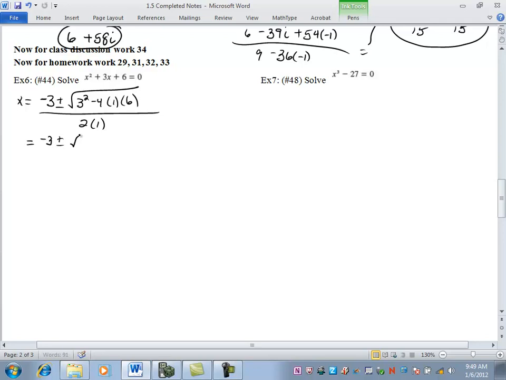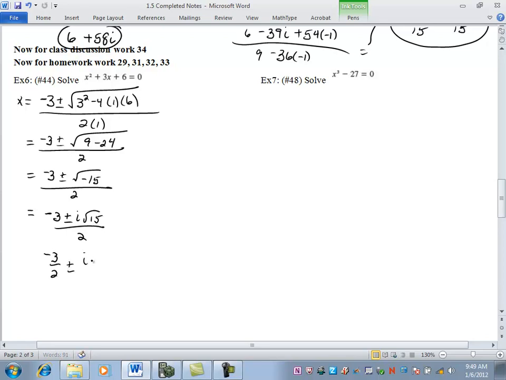Negative 3 plus or minus the square root of 9 minus 24, all over 2, gives me negative 3 plus or minus the square root of 9 minus 24, which is negative 15, all over 2. And then we can rewrite this as negative 3 plus or minus i root 15, all over 2. And we can split this up if we want to.